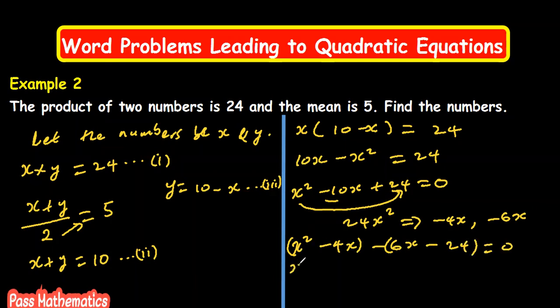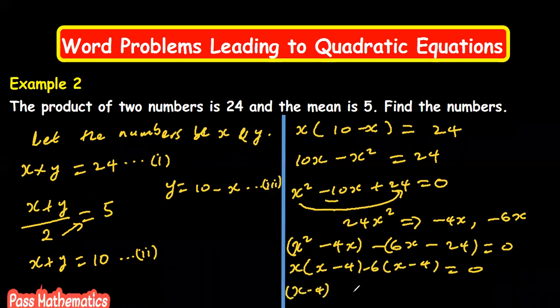So when you factorize, you're having x minus 4, and then minus 6 here, and then x minus 4 again equal to 0. And then we have x minus 4, right? And then x minus 6, so equal to 0. So basically x is 4 or 6. So the two numbers are this. So this is how we factorize the quadratic equation. So we can see how we derive the equation, and then we're able to solve the problem.